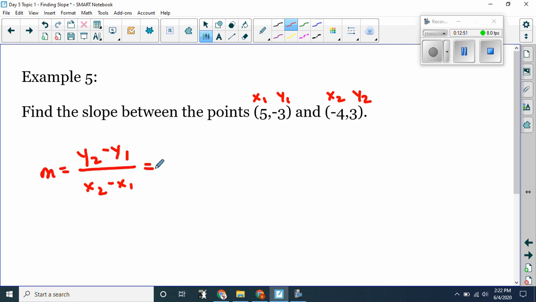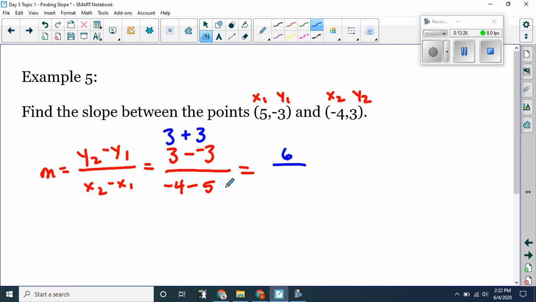Plug things in where they go. y2 is 3, minus y1 is negative 3. x2 is negative 4, minus x sub 1 is 5. Do your subtraction. Minus, minus next to each other like this. We can change that to plus. 3 plus 3 is 6. Negative 4 minus 5 should be negative 9.